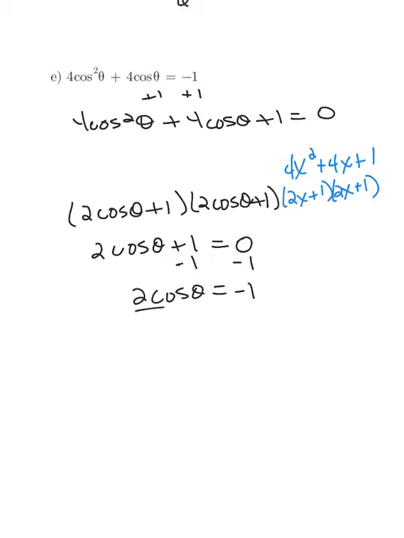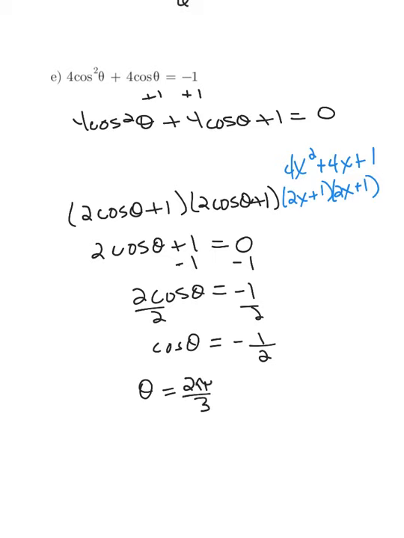Divide both sides by 2. We get cosine theta equals -1/2. Where is cosine negative? That's quadrants 2 and 3. So the theta in quadrant 2, where the cosine is -1/2, is 2 pi over 3.